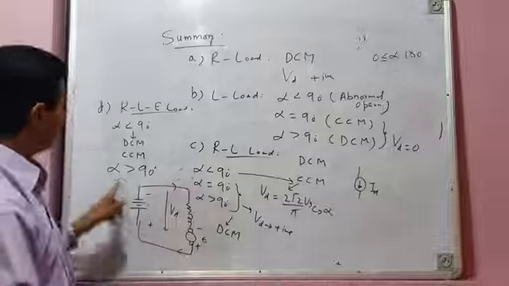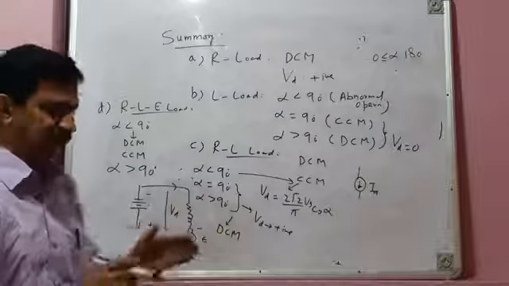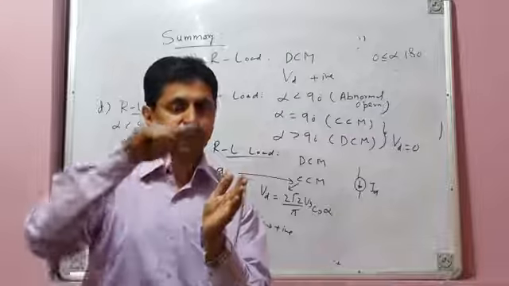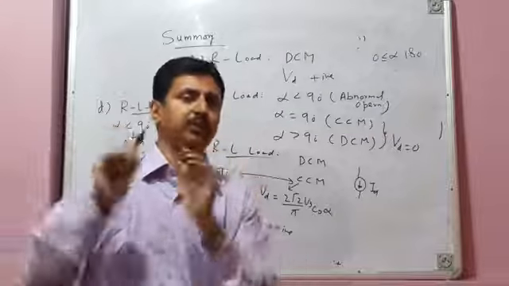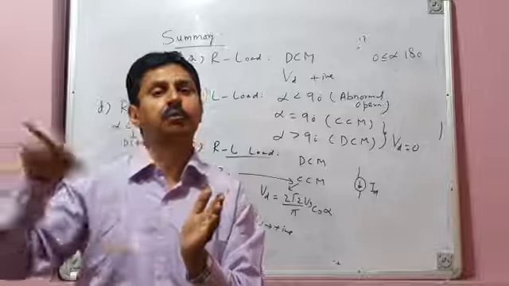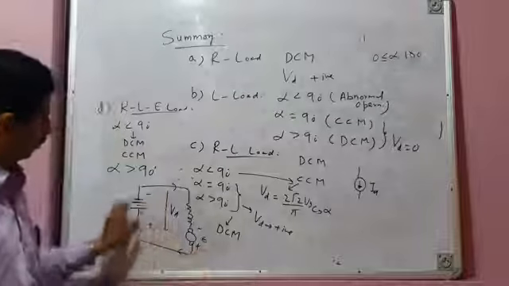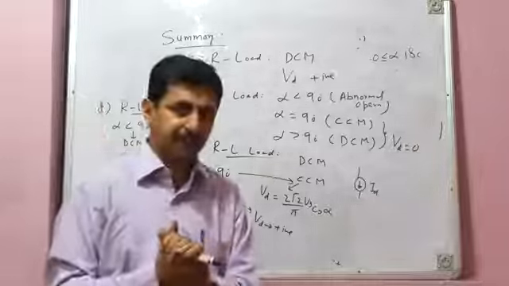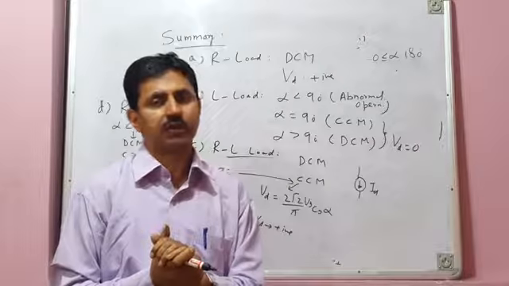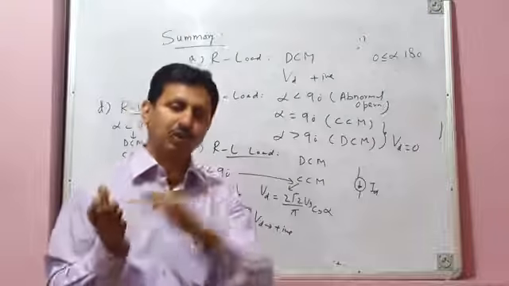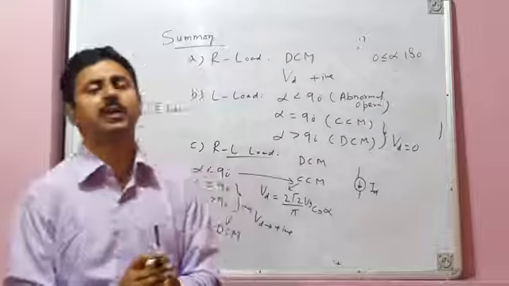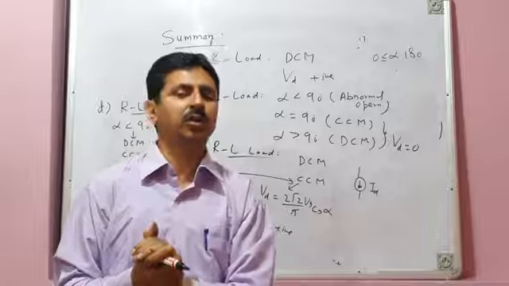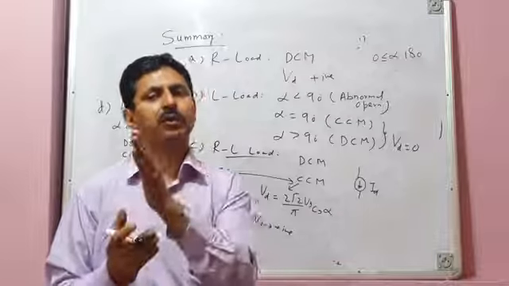Okay, so therefore for alpha greater than 90 degrees, we have seen today, we have drawn the waveforms also. Average negative segments of voltage were larger than positive segments of voltage, and average output voltage was negative. That's it. Average output voltage becomes negative. And the converter operates in the inversion mode of operation, and energy flows from load to source. For rectification mode of operation, there is flow of power from source to load, and for inversion mode of operation, there is flow of power from load to source.